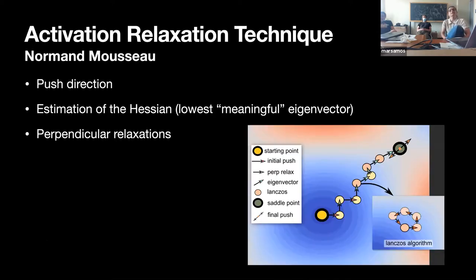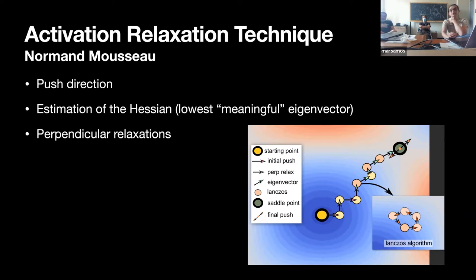So essentially the ART, which means activation relaxation technique, which was developed by Norman Mousseau at the beginning of the 2000s. The idea is very simple, it is the idea of Bennett, in which you have a jump direction and you perform constrained perpendicular relaxation, with the advantage that the jump direction you don't leave fixed by hand at a certain point of the calculation, but it's an estimation of the Hessian. So essentially the lowest meaningful eigenvector. So ART estimates this lowest meaningful eigenvector and performs perpendicular relaxations.